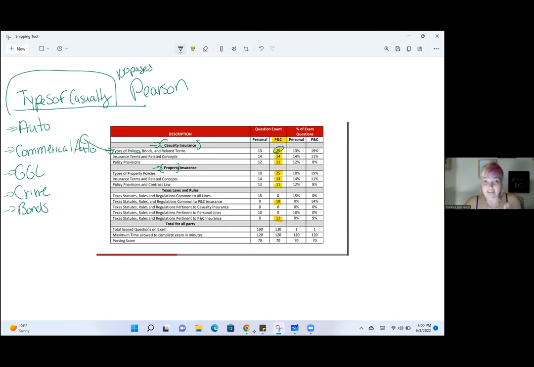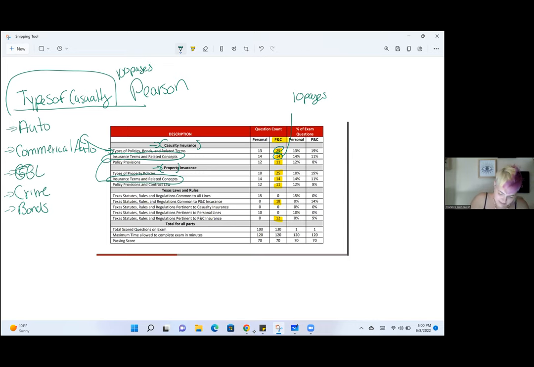Is that a very valuable chapter to study? No, it is not. That is tricky. Because here's the thing. Look at insurance terms and related concepts, which, by the way, you have one for casualty and you have one for property. But when you study, they tend to put them together. This chapter makes up 14 questions, but it's only like 10 pages worth of study.